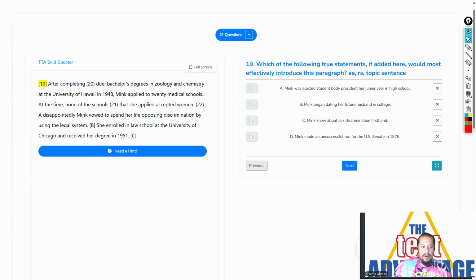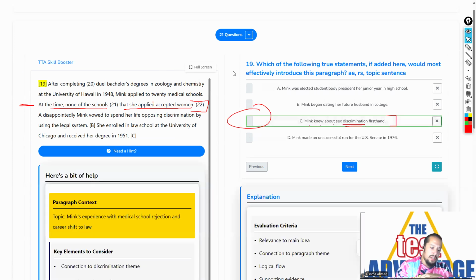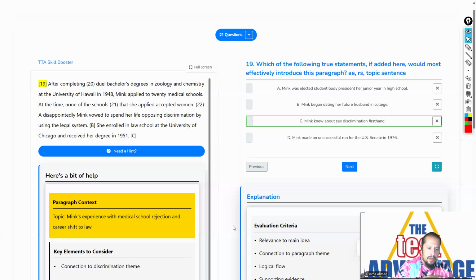So we read the first paragraph, it won't hurt. We need to read the full paragraph. Here: at the time none of the schools she applied to accepted women. She was rejected because she's a woman. Our answer is C. Mink knew about sex discrimination firsthand. Sex discrimination means she's a woman. So she was rejected because she's a woman.